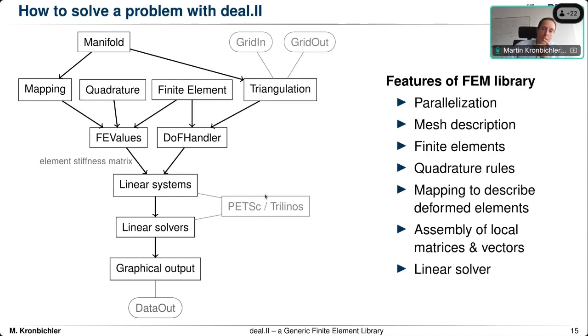I have PETSc and Trilinos here on purpose. I'll show you a bit more results later. And then we output the result with another program. So this is essentially the features that we have. You can do everything which is in the black boxes here in deal.II, whereas the gray boxes are the interfaces going somewhere else.